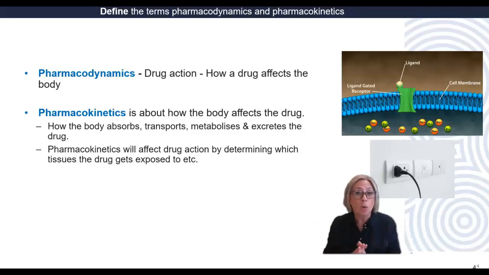Now, there is a massive overlap between pharmacodynamics and pharmacokinetics. For example, the pharmacokinetics will affect drug action by determining which tissues the drug gets exposed to. Elements of pharmacokinetics are all dependent on our genetics. For example, metabolism of some drug molecules differs from person to person. And we'll get onto that when we get to the pharmacokinetics topic. But because there is such an overlap between pharmacodynamics and pharmacokinetics, it is hard to talk about them individually, but we are going to do that over the next couple of weeks and then bring it all together.